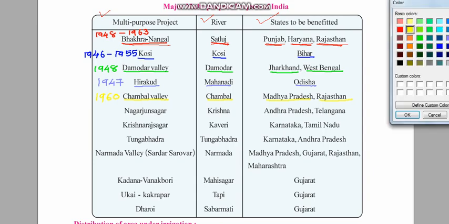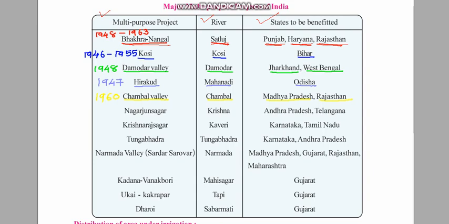The next project is the Nagarjun Sagar project, which is built on the river Krishna, and the benefited states are Andhra Pradesh and Telangana. The Nagarjun Sagar project was started in the year 1955 and the opening date was 1967. Right, so it started in 1955 and got completed in the year 1967.